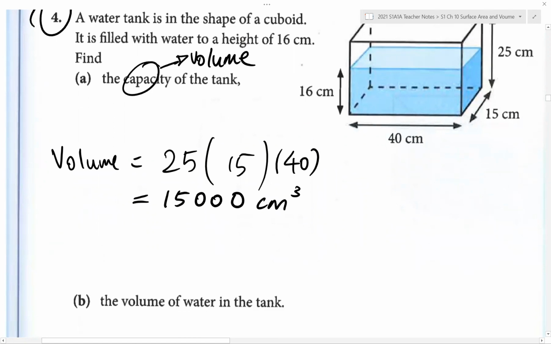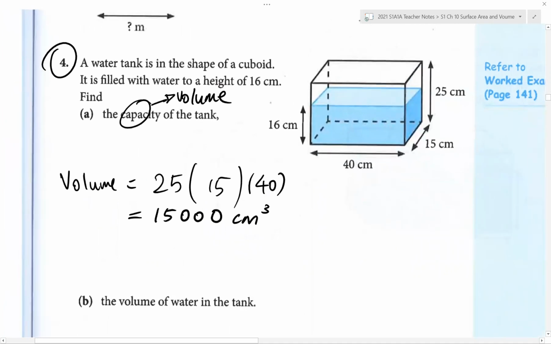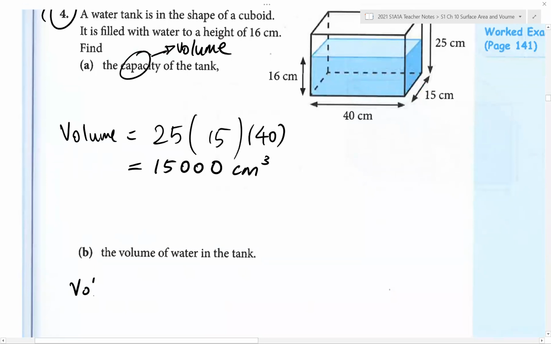So next is to find the volume of the water in the tank. So part A was the capacity of the tank. Capacity meaning how much you can pour in. Whereas in part B, they're asking about the volume of the water inside. So part B, volume of the water. So Xavier, what do we do for part B? If you can do part A, you can do part B. It's the same type of question.